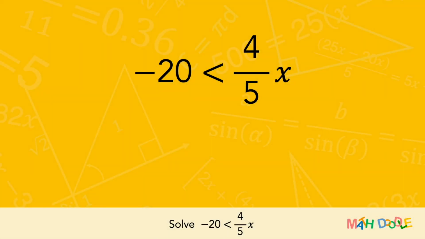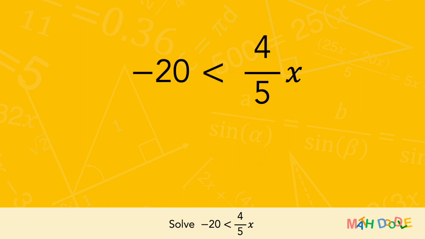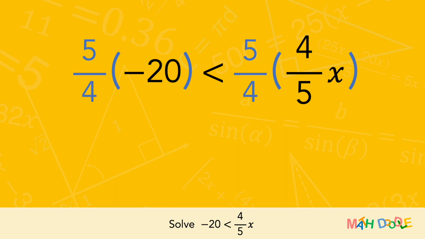Our goal in solving this inequality is to find the value of x, which makes the inequality true. First, let's rewrite the inequality so that one side is only x. To do this, let's eliminate 4/5 in front of x. So, we are going to multiply both sides of the inequality by 5/4.